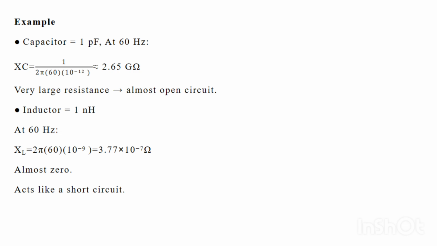Now let us discuss the term inductance. If I consider the value of L equal to 1 nanohenry and the frequency equal to 60 hertz, XL will be equal to 2 pi into 60 into 10 to the power of minus 9, which will be equal to 3.77 into 10 to the power of minus 7 ohm. Think of a value which is 10 to the power of minus 7, which is very small, right? I can approximate it to 0. Then I can say that it is a short circuit.